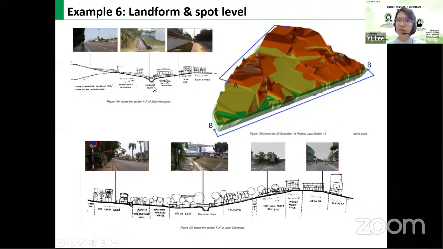At least they know the profile of the site with a simple cut section, with the labeling of the level and what the profile of the site itself is. And you can come up with 3D maps, if you are able to, to see the topography of the site.